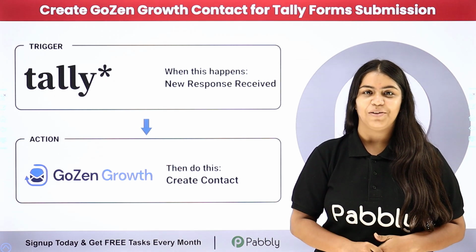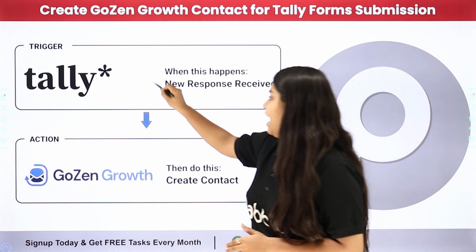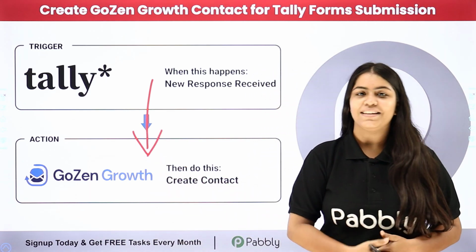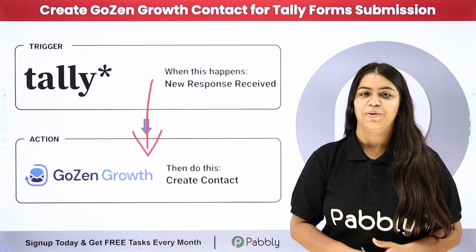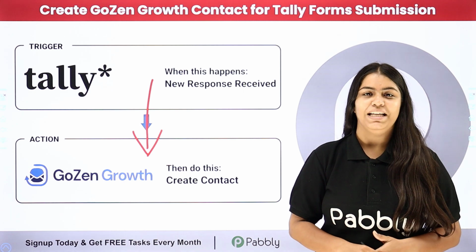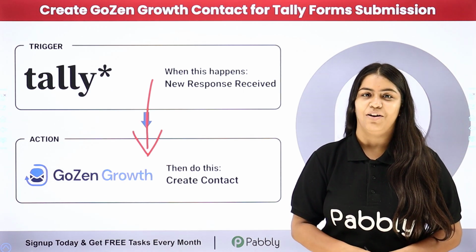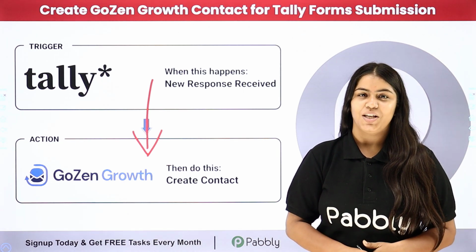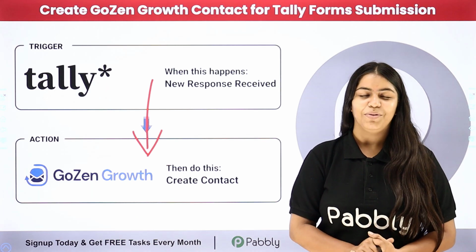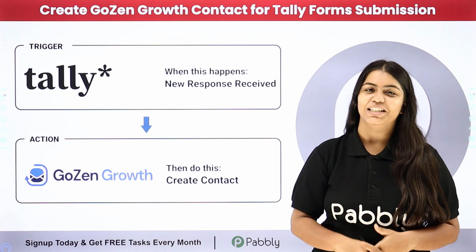So now to do this, we are going to create a connection between Tally and GoZen Growth. To create this connection without knowing any programming or coding language, we are going to use Pabbly Connect. It is an amazing automation software. So if you also wish to learn this process step by step, then let me take you to my computer screen.